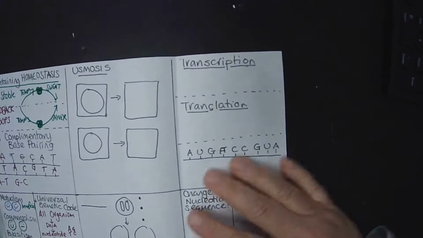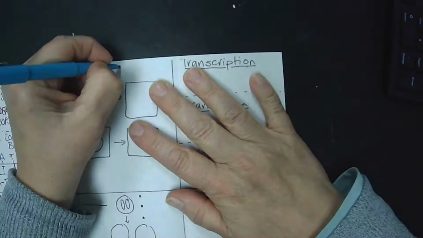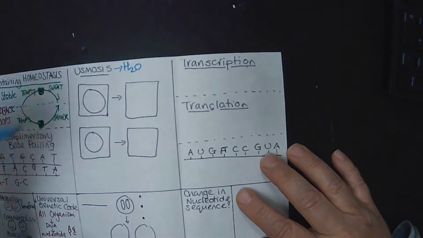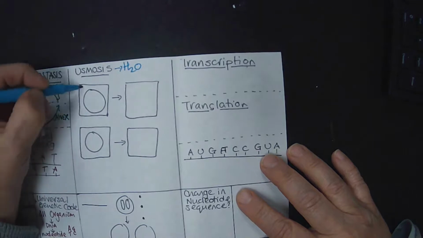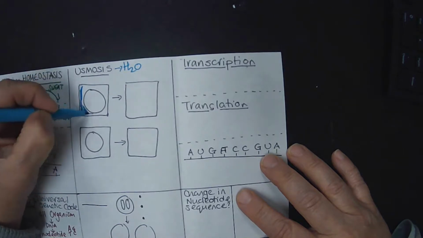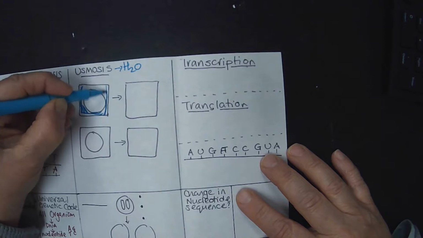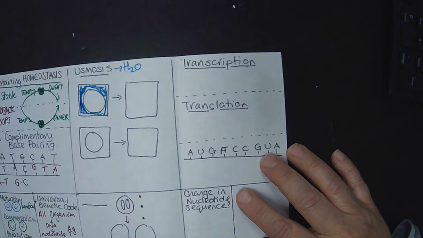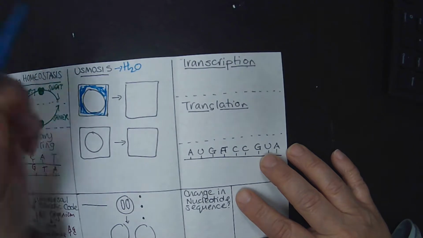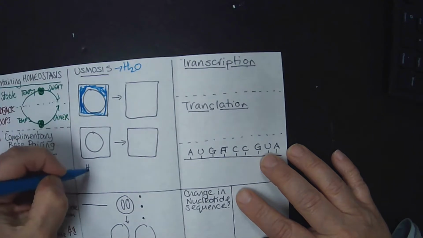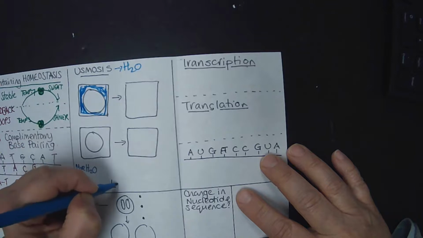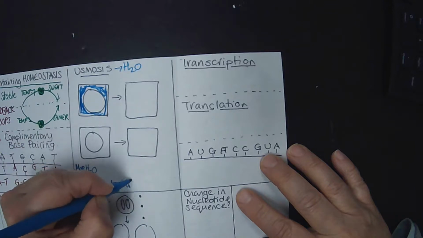Okay, let's talk about osmosis. So if I see the word osmosis, water is the only thing that I'm thinking about. If I have a cell and I put it in an environment where there is a lot of water, what's going to happen to that cell? Well, water always flows from where there's more water to where there's less water, okay?